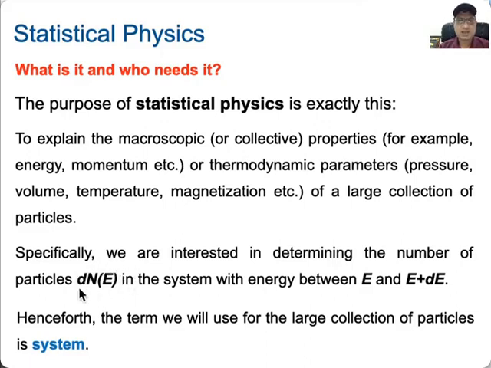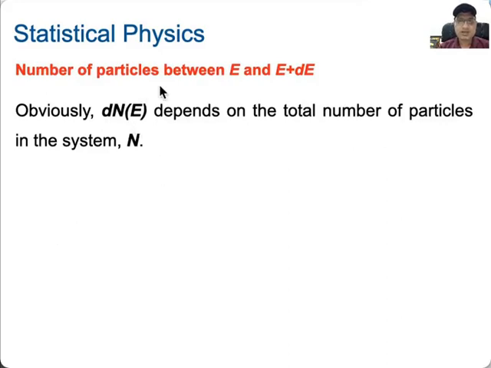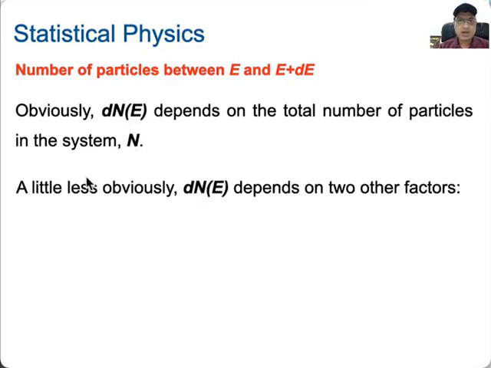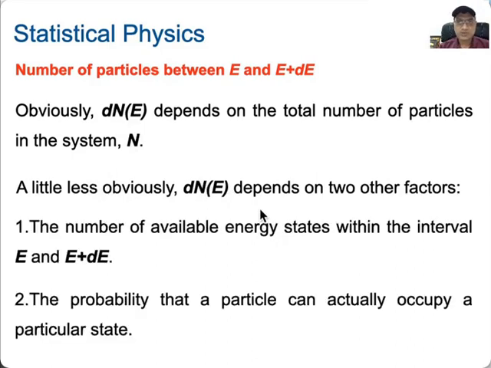Let's see how this property we can calculate or estimate. But before that, let's ask how this property depends on different properties of the system. The number of particles between E and E plus dE, D(E), obviously depends on the total number of particles in the system, let's call it N. And a little less obvious is that D(E) depends on two other important factors. The first one is the number of available energy states between the energy interval E and E plus dE.